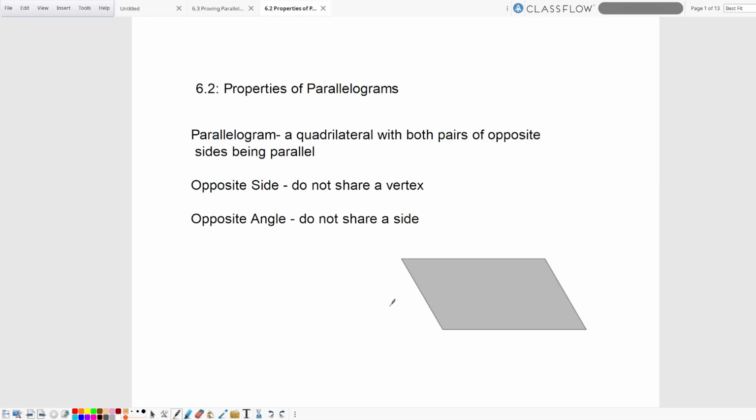So here we have an example of a parallelogram in which the left and the right side would be parallel to each other. The top and the bottom of this quadrilateral would also be parallel. We have special names. Obviously, opposite sides do not share a vertex, so opposite sides are across from each other. Opposite angles also do not share a side. So opposite angles would be like if I mark this as A and this is A, like these are opposite from each other. And then B and B would be opposite from each other.